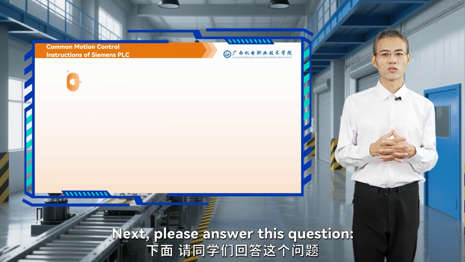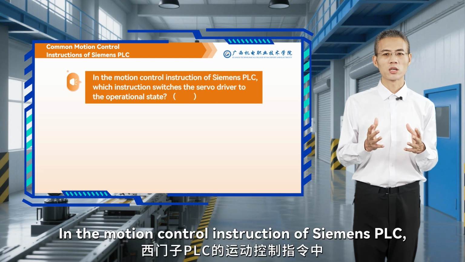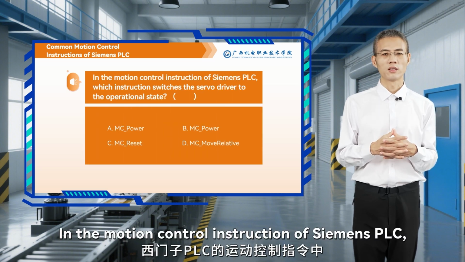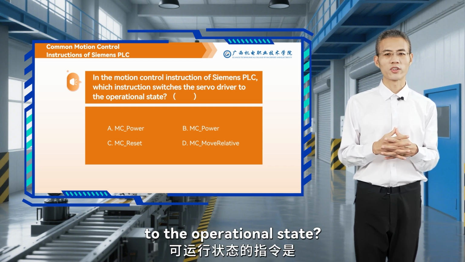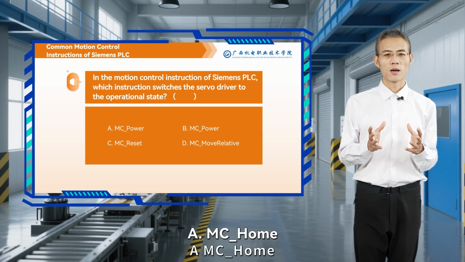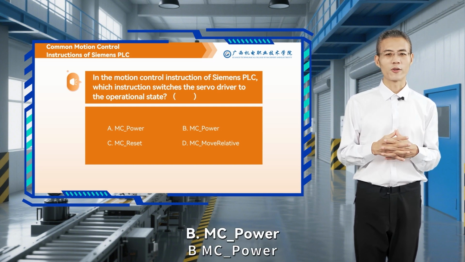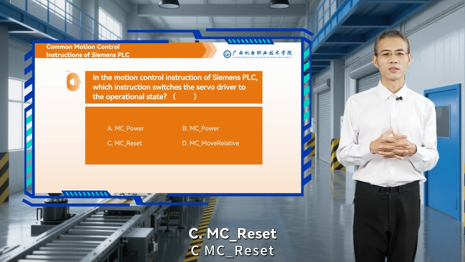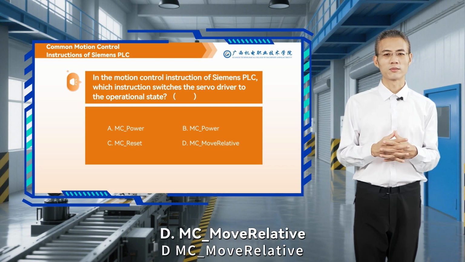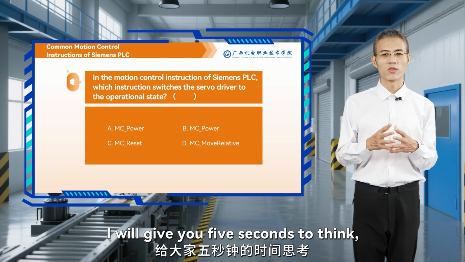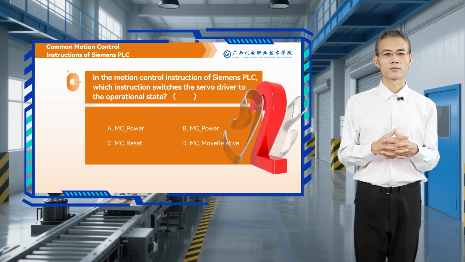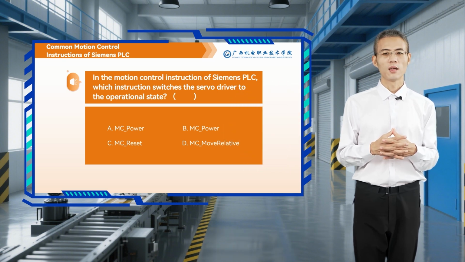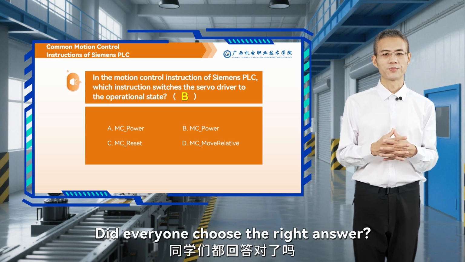Next, please answer this question. In the motion control instruction of Siemens PLC, which instruction switches the servo driver to the operational state? A. MC home, B. MC power, C. MC reset, D. MC move relative. I will give you 5 seconds to think, and will show the answer after 5 seconds. The answer to this question is B. Did everyone choose the right answer?